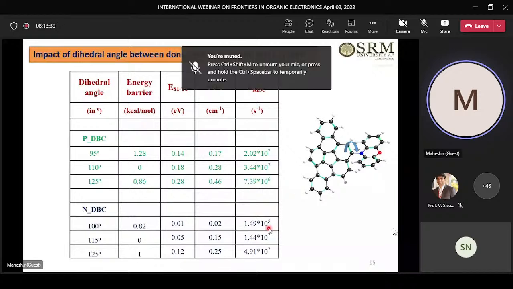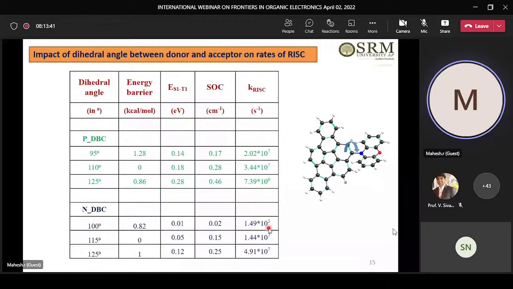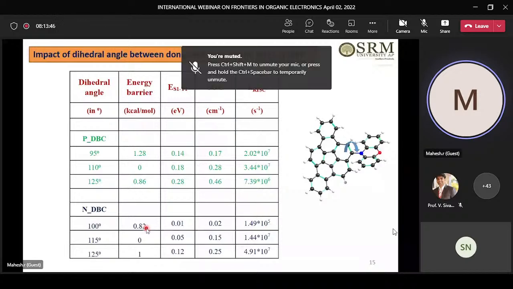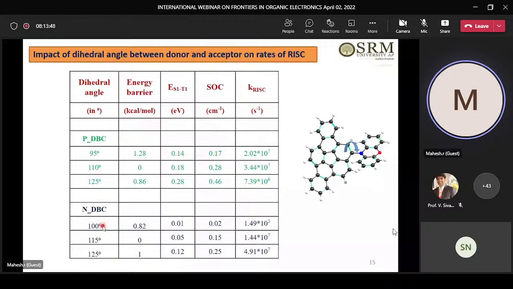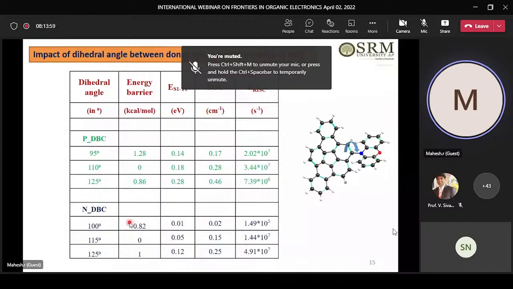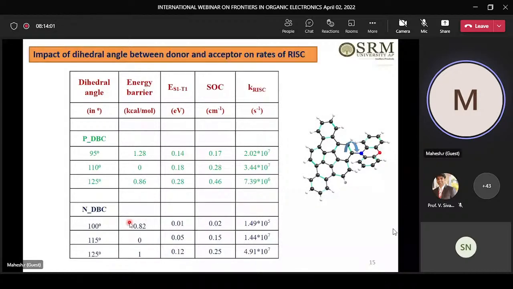So even a small change in the structure, that means 15 degrees torsional angle change between the donor and acceptor, energetically it is very very small. I think everybody can appreciate this. At room temperature, we have 0.6 kilocalories from the kT. So this is a very very small number, and we can expect such a disorder in the organic molecules, which can hamper the reverse intersystem crossing rates.